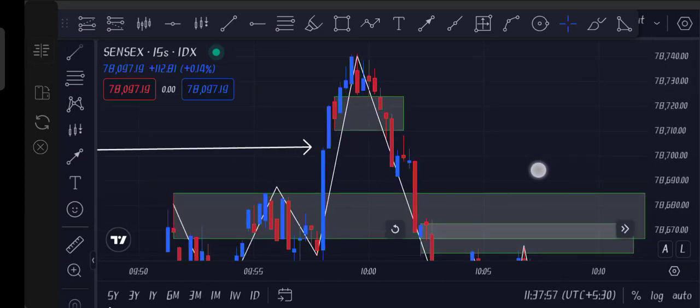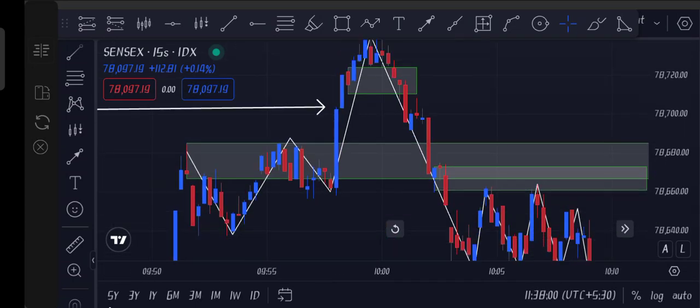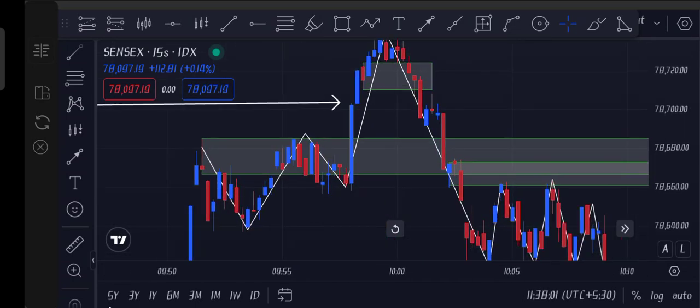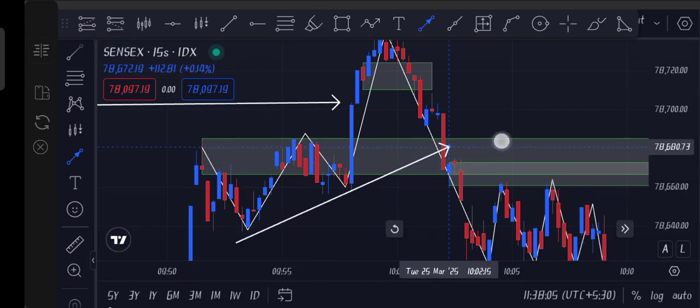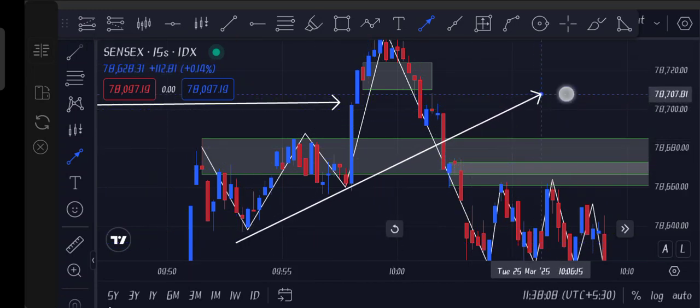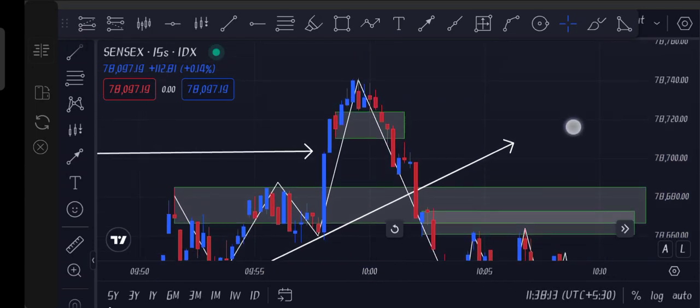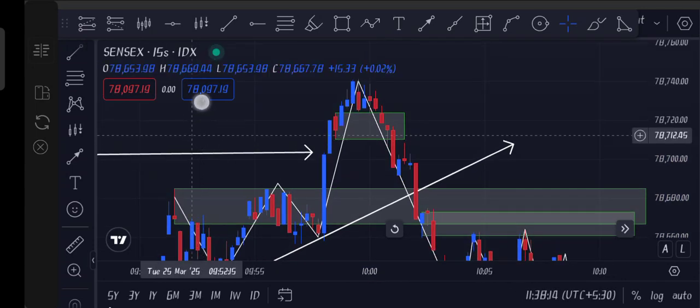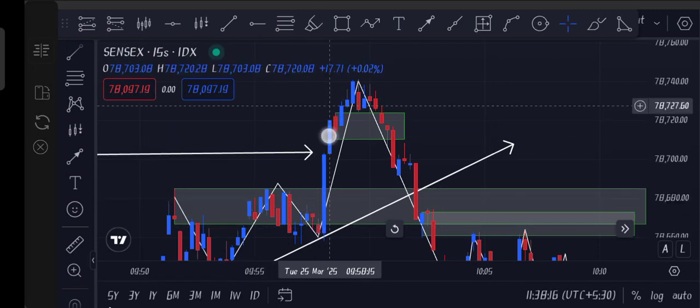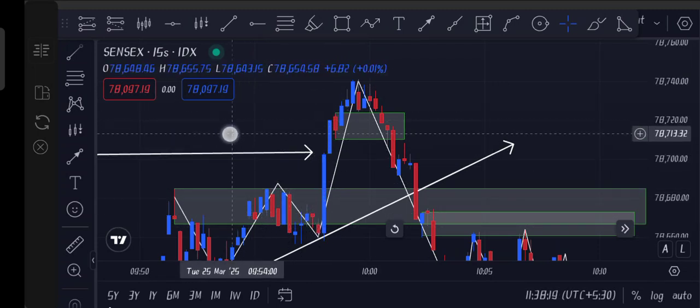From this level to this level, it doesn't break the low of any candles. That's why the market is understood, how it works. Here in the 1 minute, it doesn't break the low of any downside candle. But here, in this 50-second candle, he breaks the low of this candle.